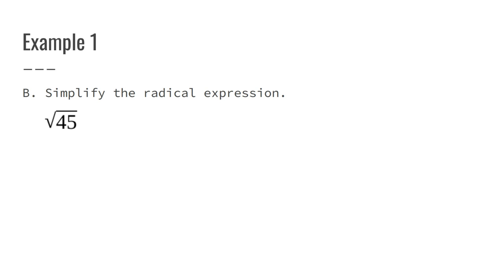I'd like you to try this example as well. Square root of 45. Once you're ready, you can submit your answer into Edpuzzle. The square root of 45 can be broken up into the square root of 9 times the square root of 5, which will get me 3 times the square root of 5.